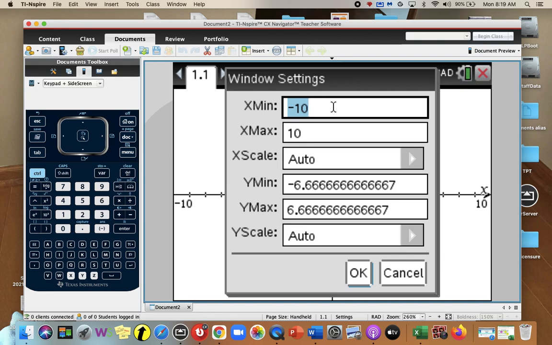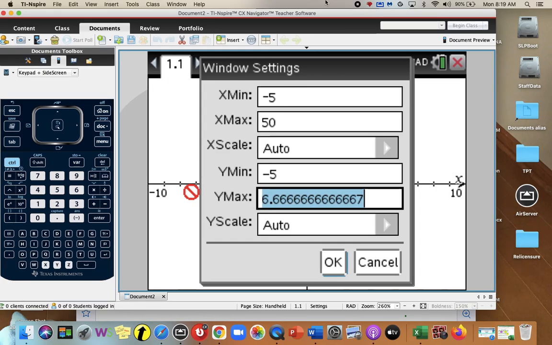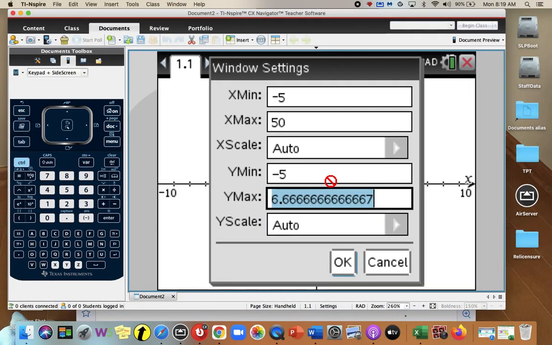So we know that we're not going to have any negative mileage, but I'll leave it like -10. So I'll change it to -5 just so we can see part of that graph. And let's go up to, and this will be, again, number of miles driven. I don't know, let's go like 50 miles and see what happens. And then the y-intercept, again, we can leave it at -5 just to get a little below that. But we know that the y-maximum has to be above 70. It has to be above at least 73. So I'm just going to go up to like 100. And then we'll see what happens.